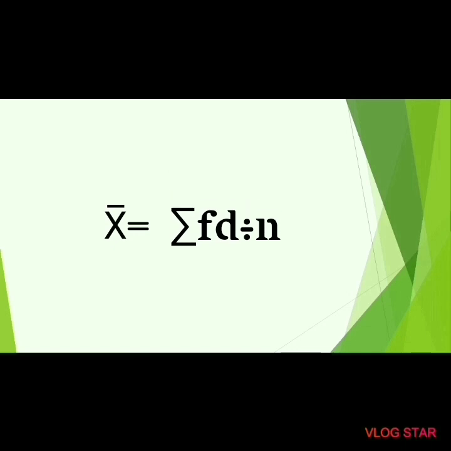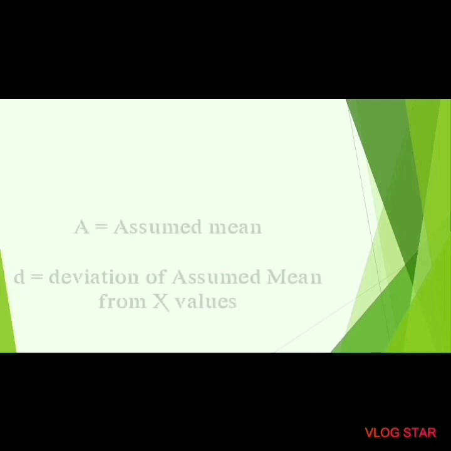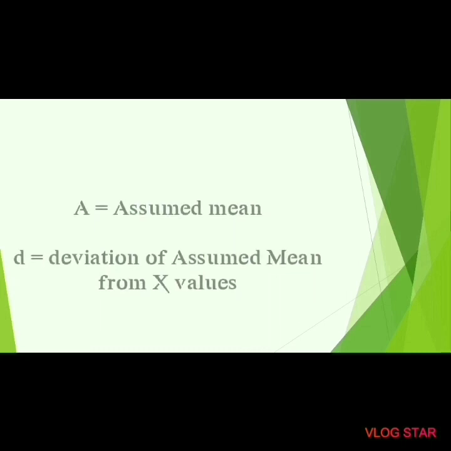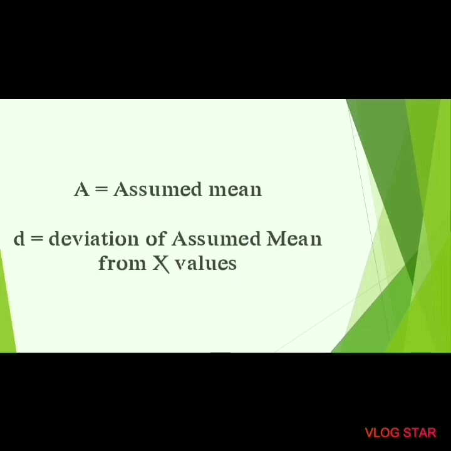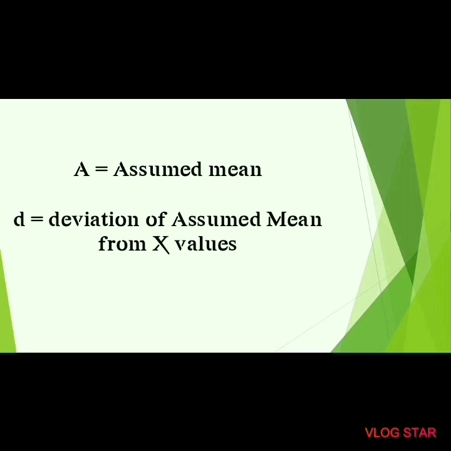The formula is similar to the formula which we used in discrete series. Here a is the assumed mean. That means we have to take one figure as a temporary mean for calculation. And d is the deviation of the assumed mean from the x values, that is x minus a. And n is the total of frequency.